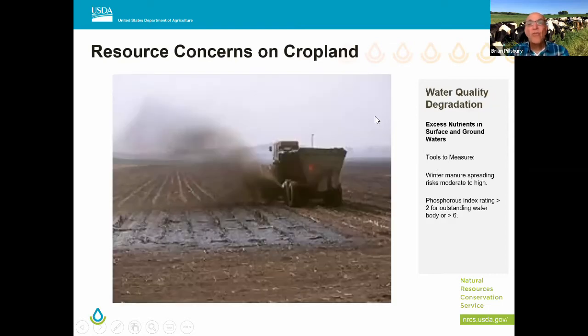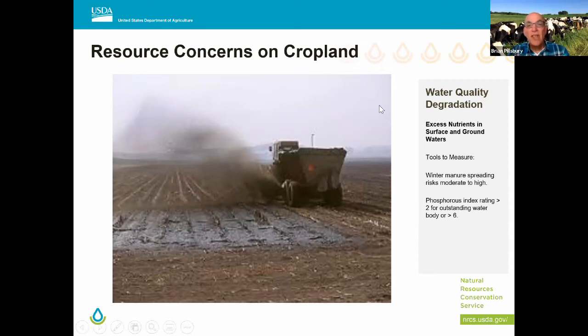Another resource concern is water quality degradation. We certainly in Wisconsin have our share of livestock operations with manure spreading. Sometimes winter manure spreading, because of the situations with the weather and the manure storage, can't always be avoided at certain times of the year. We've got situations where the soil is bare and manure is being put on hillsides or places like that due to the circumstances of the winter.